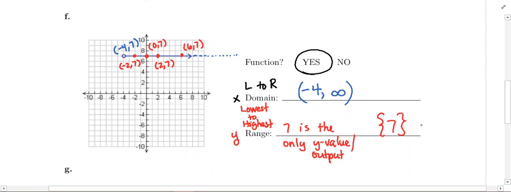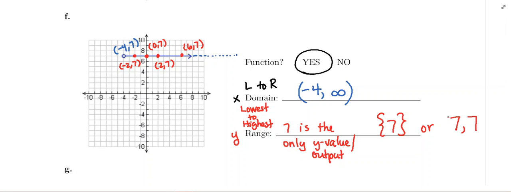Another way you can notate this is to use an interval. You can say the smallest y value is 7 and the biggest y value is 7. And remember, we want to include 7 because it's the output. It's the only output here. So you could write it as an interval from 7 to 7 and include it.